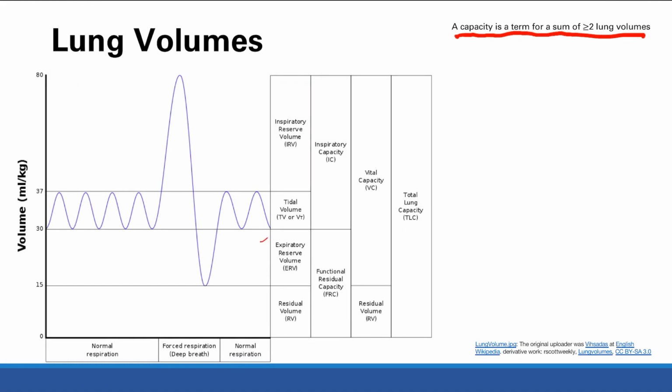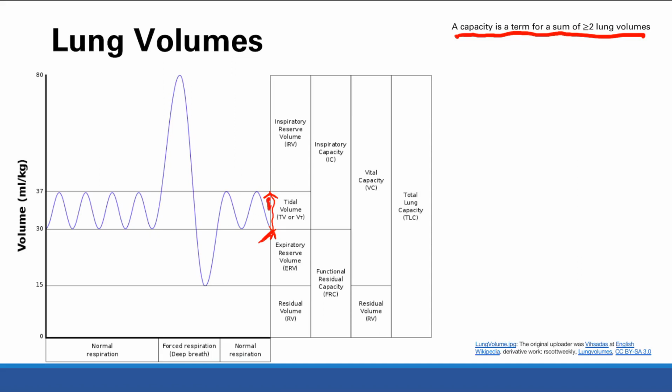But first of all, I want to focus on this lung volume. This is a tidal volume. This is the volume of air that you take in with a normal inspiration. Okay, so you run out of air, you need to inspire. You do a normal inspiration, you take in around 500 milliliters of air. Okay, that is your tidal volume.